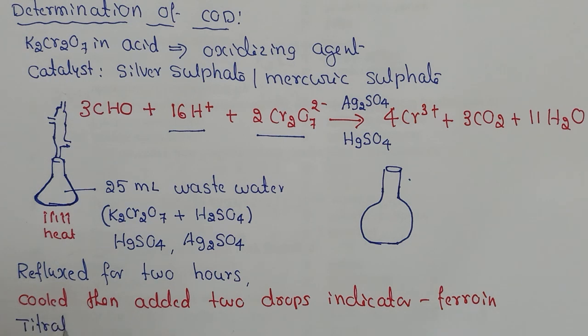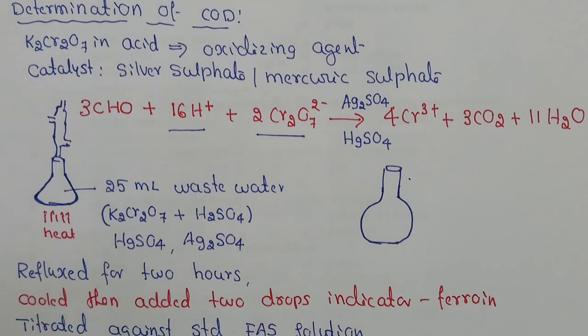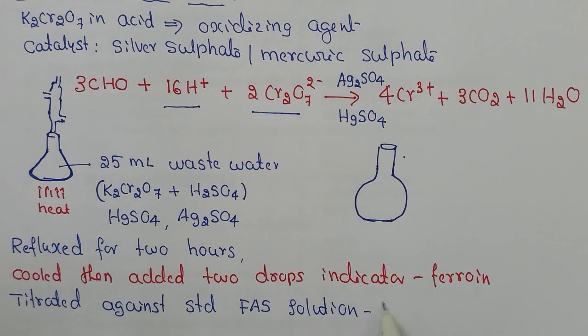It is titrated against standard ferrous ammonium sulfate solution taken in the burette. From the burette we have to add. Here the color change: initially blue green, then reddish brown.